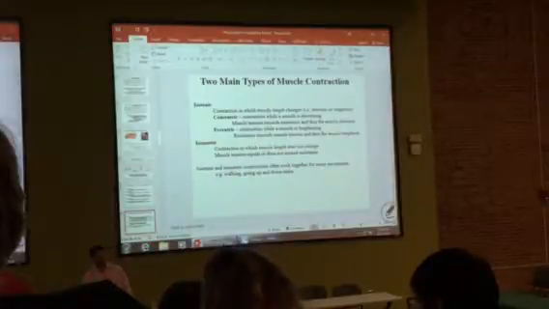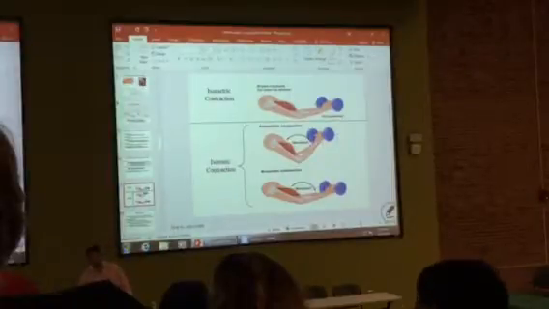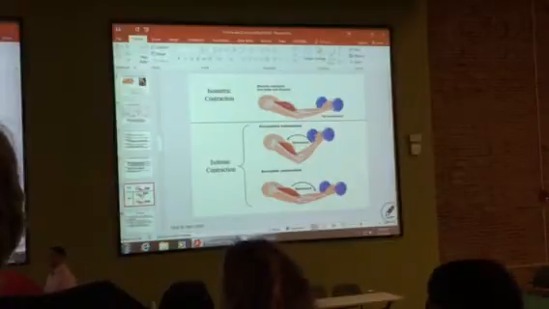I didn't really give any examples here. I have this picture here showing somebody curl the dumbbell and extend the dumbbell, and here's an isometric. I have this picture up because it's in your book.